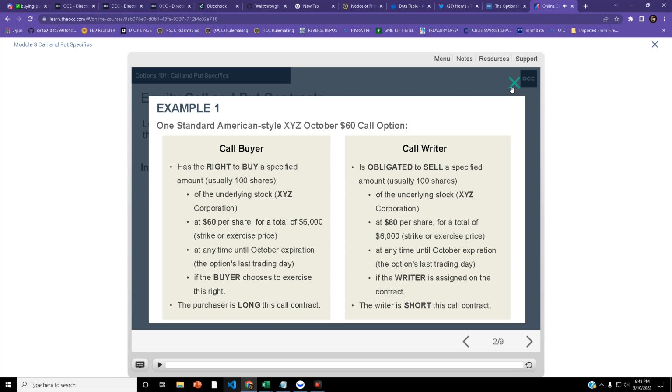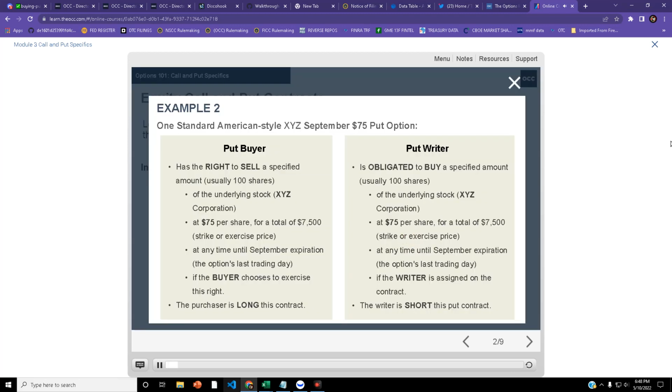Buying one standard American-style XYZ September $75 put option gives the buyer the right to sell 100 shares of XYZ at a price of $75 per share between now and September expiration if the buyer exercises their option. This is known as being long the contract, and the buyer is also known as the purchaser or holder of the option.